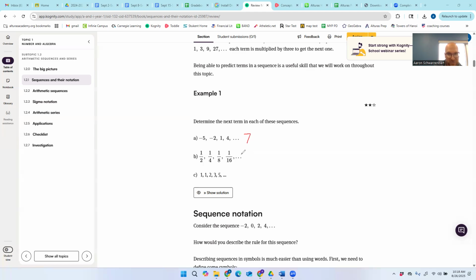This is not an arithmetic sequence, but it is a sequence. 1, 1/4, 1/8, 1/16, 1/32. This one, 1, 2, 3, 5. That's the Fibonacci sequence where you add the previous two. 1 plus 1 is 2. 1 plus 2 is 3. 2 plus 3 is 5. 3 plus 5 is 8. 5 plus 8 would then be 13. Okay, so those are some basic sequences.